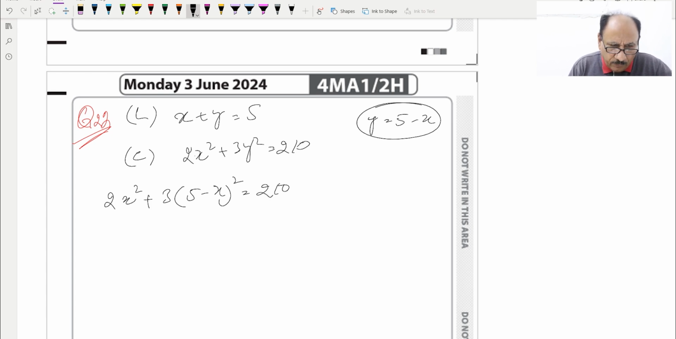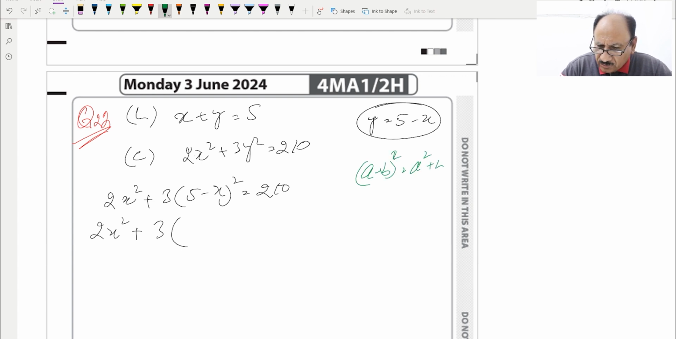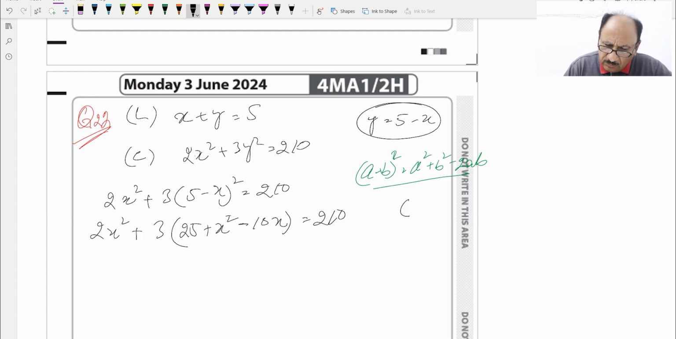Now we can open the brackets. 2x square stays, and we expand the square. We can write the formula, basically (a minus b) square is equal to a square plus b square minus 2ab. I am applying this formula. So 5 square will be 25, plus x square, and minus 2 into 5, which is 10, into x, is equal to 210. If you don't know the formula, you can multiply 5 minus x with 5 minus x, and you will get the same result which I have written here by applying the formula.